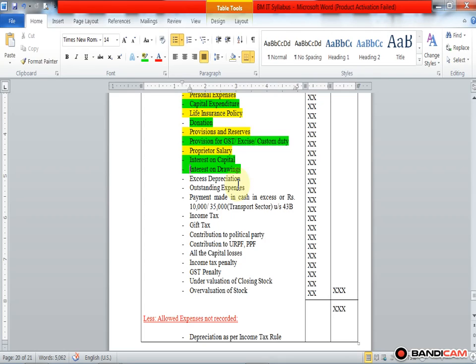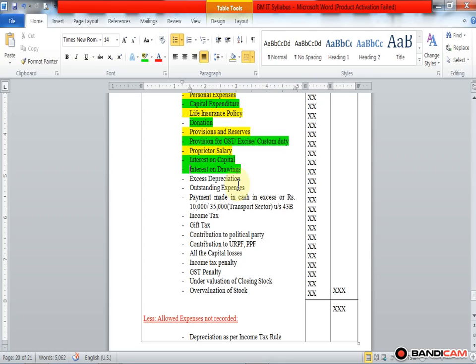sector under section 43B, then this payment is disallowed. It means if the payment is made in cash more than 10,000, then this cash transaction is disallowed. Or a payment made in cash more than 35,000 in respect of the transport sector, then these transactions are also disallowed under section 43B. Income tax is also disallowed, gift tax is also disallowed, contribution to a political party is also disallowed, contribution to URPF, it means unrecognized provident fund, and PPF, public provident fund, is also disallowed.